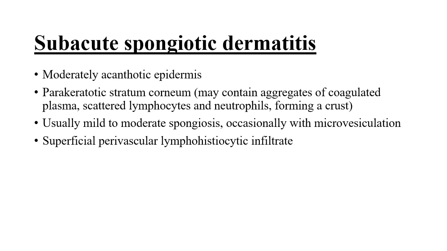Second is subacute spongiotic dermatitis. It shows a moderately acanthotic epidermis and parakeratotic stratum corneum, which may contain aggregates of coagulated plasma, scattered lymphocytes and neutrophils forming a crust. Spongiosis is usually mild to moderate. Occasionally there is formation of microvesicles. And there is presence of superficial perivascular lymphohistiocytic infiltrate, but it is less prominent than in the acute phase.